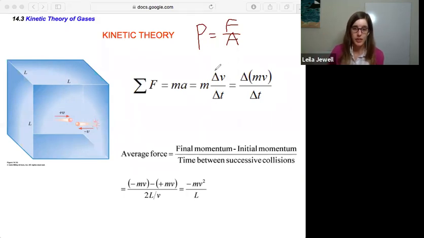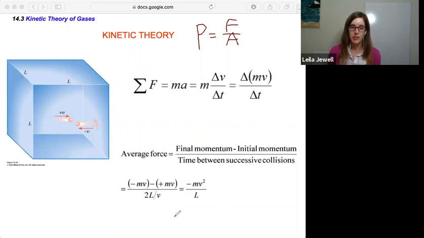And we know that we can write this as mass times change in velocity. That's looking like our momentum. So it turns out the average force the particles exert on the wall can be given by final momentum minus initial momentum, divided by the time between each of these collisions. So our final momentum is the mass times the negative velocity, negative mv, minus our initial momentum, positive mass times velocity. So we end up with negative mv squared because we have an extra velocity down here.